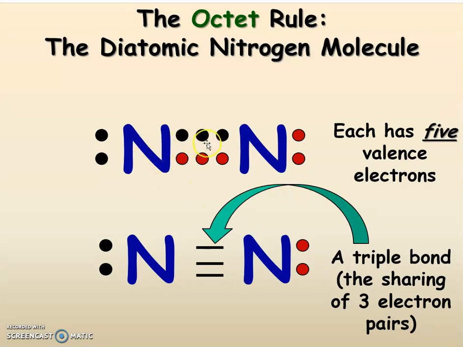So nitrogen has 5 valence electrons, so it's actually sharing 3 sets of electrons with one another. Remember, each dashed line represents 2. So it's like 2, 4, 6. That's a triple bond.